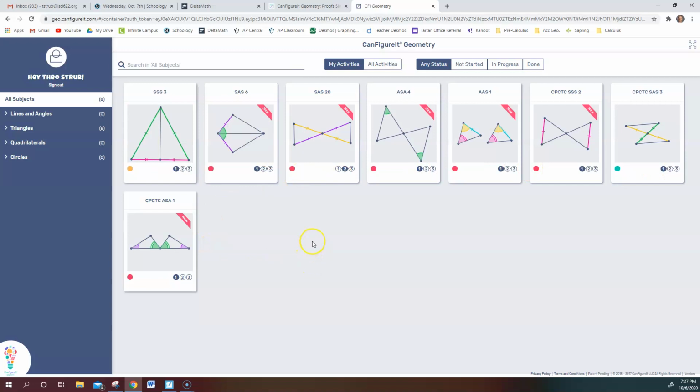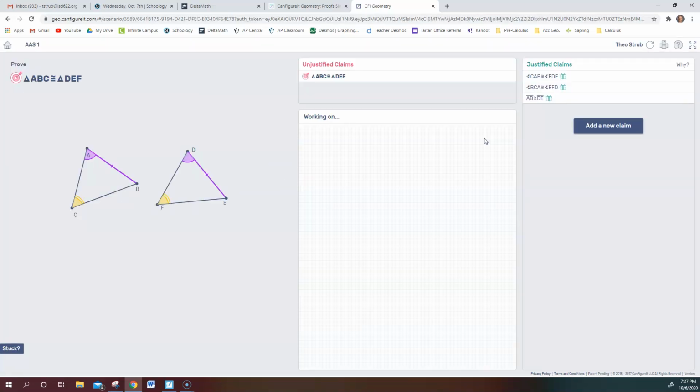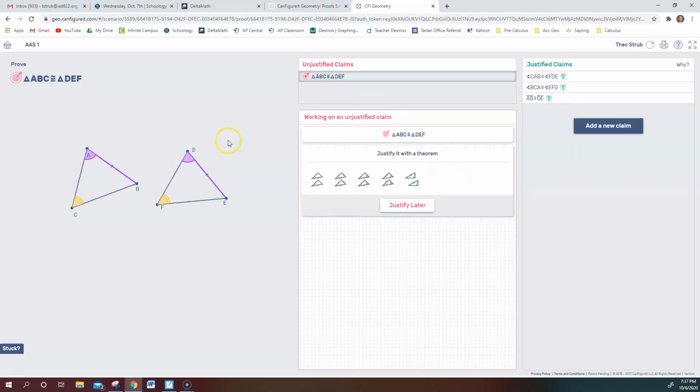All right, let's try one more. I'm trying to think of one that might be a little more interesting that maybe I didn't do yet. Maybe, I think it was this one, angle, angle, side. Well, notice they give us all the information. So actually this one is just, everything is given for you. You can jump right to your claim. Why do you know that these are congruent? Angle, angle, side.